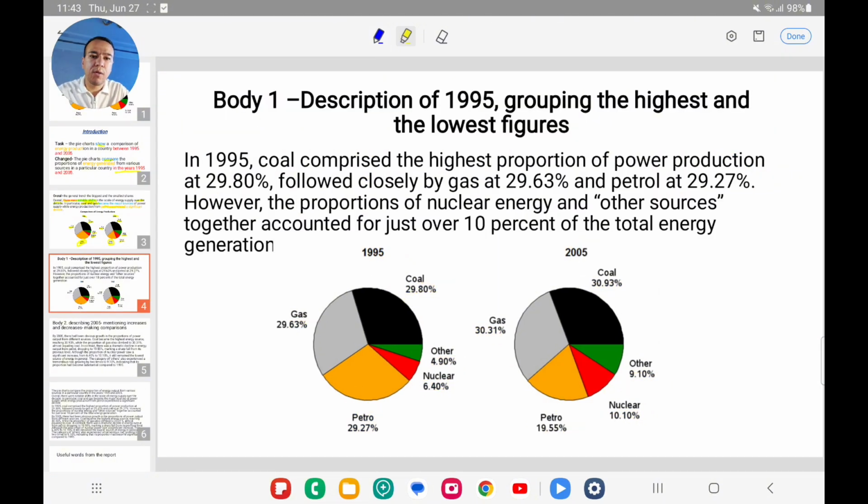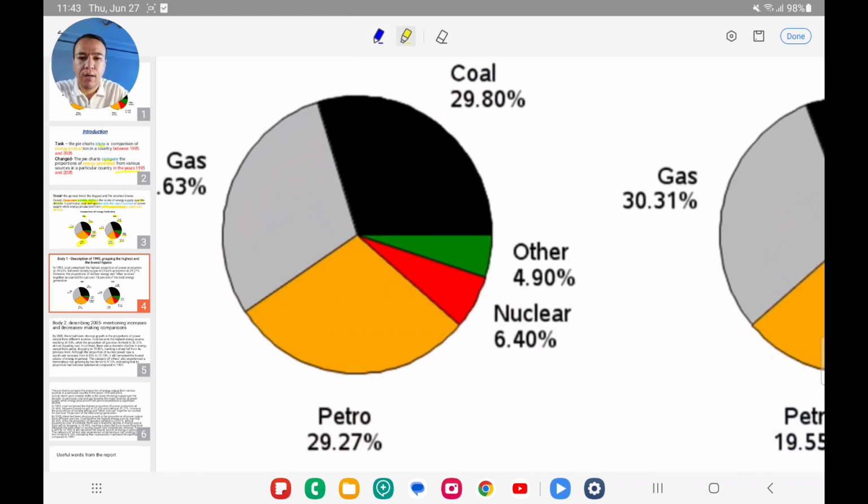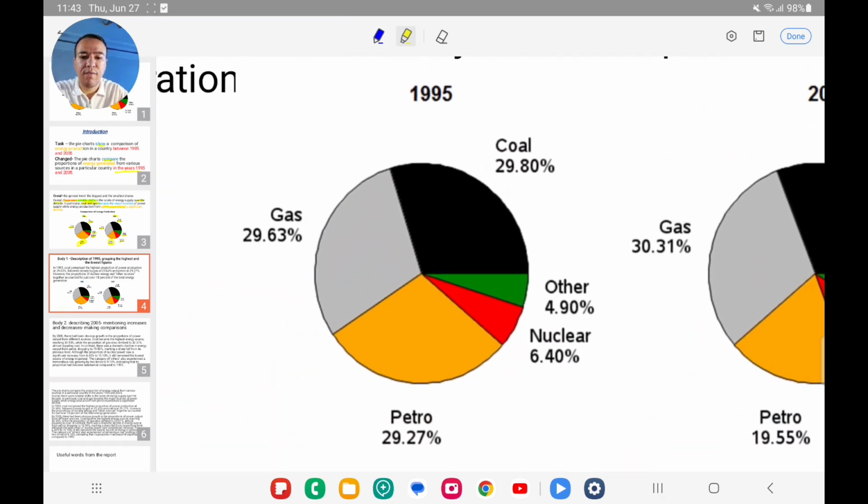Body 1, description of 1995, grouping the highest and the lowest figure. So again, let's pay attention to this time frame. 1995, again, we have coal, gas, and petrol, which were the main sources of energy production. Nuclear and others were relatively small compared to these sources. So I will group coal, gas, petrol in one sentence, and nuclear and others will be in one sentence.